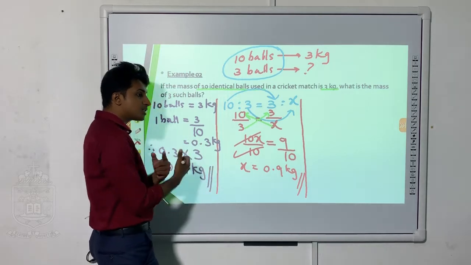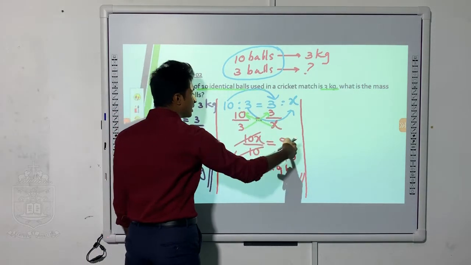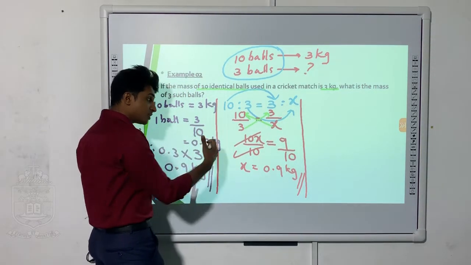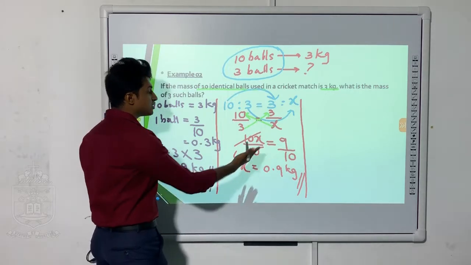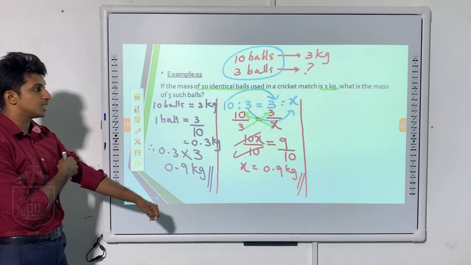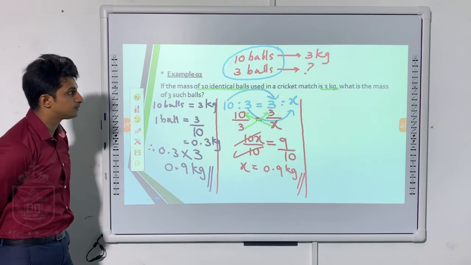Now you have to cross multiply, so x will multiply by 10, that becomes 10x, 3 will multiply by 3, that is going to be 9. Then 10 will cancel because you have to divide both the sides by 10. So x will be equal to 0.9 kg. That is the second method, the definition of the ratio method.